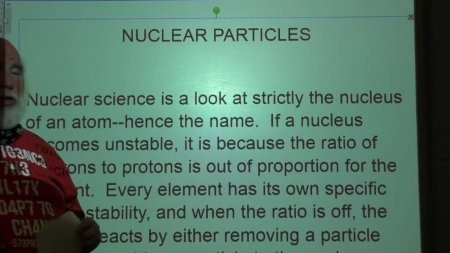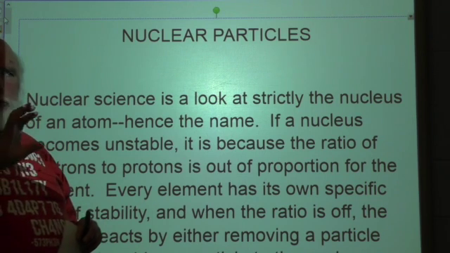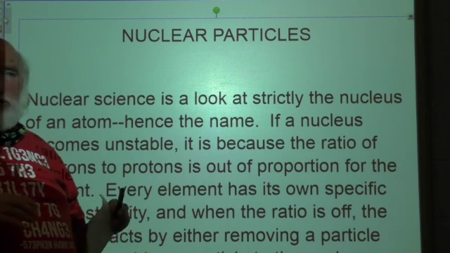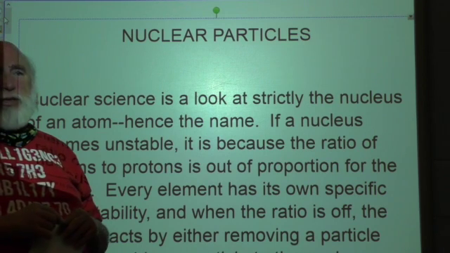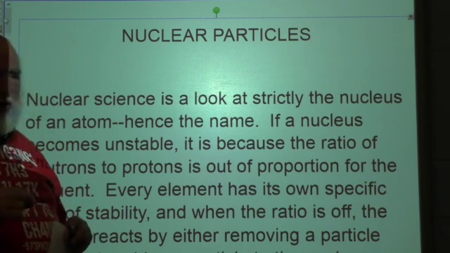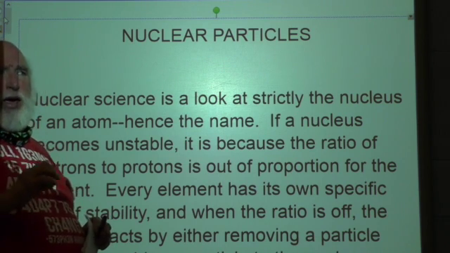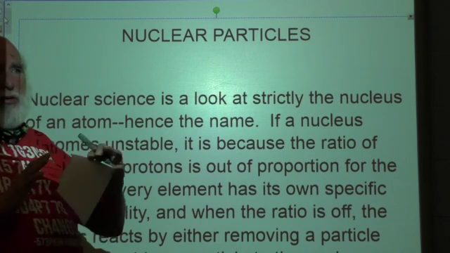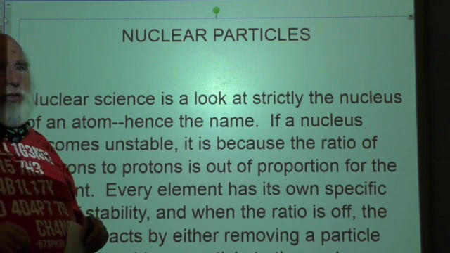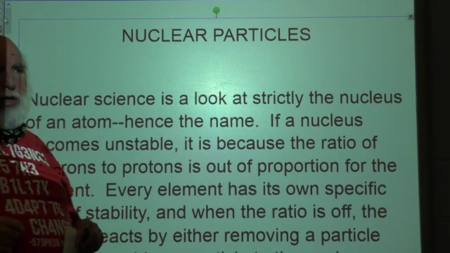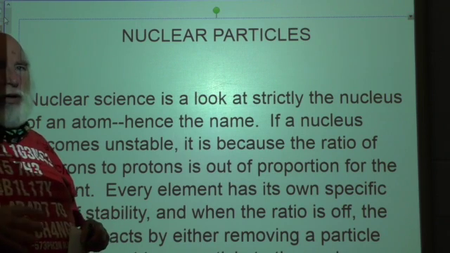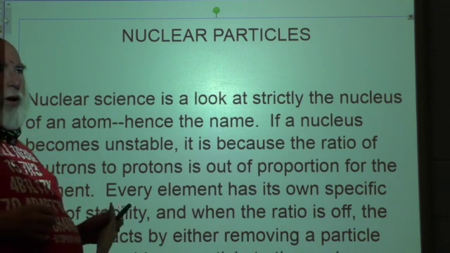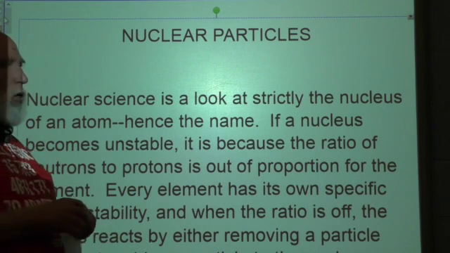Now, there's a certain ratio of neutrons to protons, or total atomic mass to protons, that is not exactly a definite number, but a very small range. And when you get either short of it or above that ratio, the nucleus becomes unstable and wants to get rid of something or absorb something in order to become more stable. Those are called radioactive reactions or nuclear reactions.